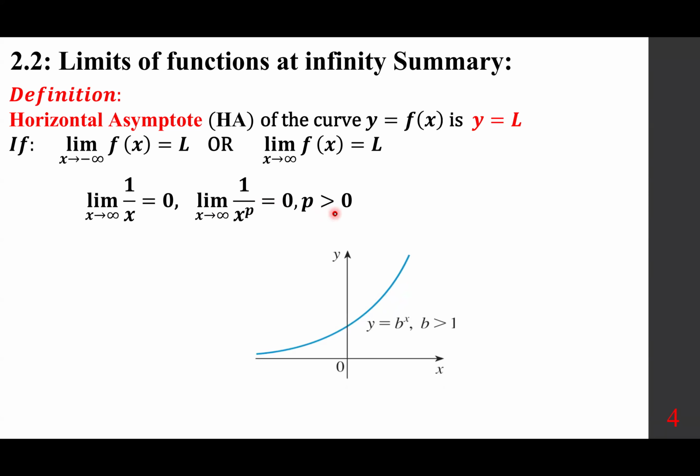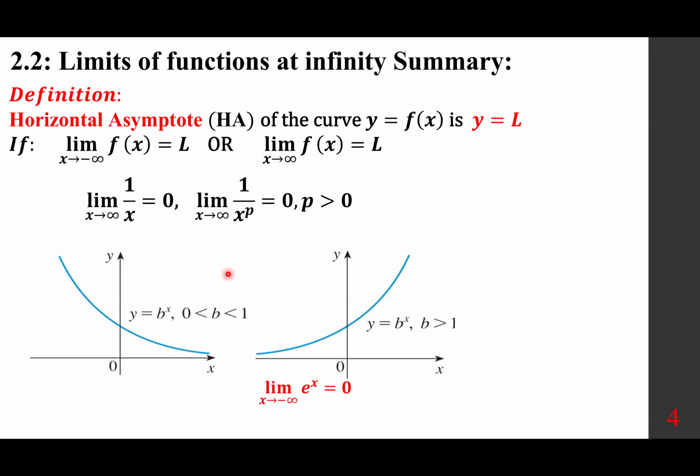Now, a couple of functions we are familiar with. One of them is an exponential function, y equals b to the power of x. If b is larger than 1, we are dealing with exponential growth. If b is between 0 and 1, it's an exponential decay. An example of exponential growth is y equals e to the power of x. The limit of e to the power of x as x approaches negative infinity is 0. That's the x-axis, and that gives rise to the horizontal asymptote y equals 0.